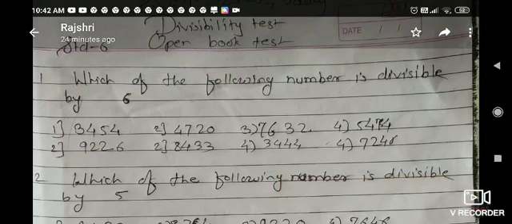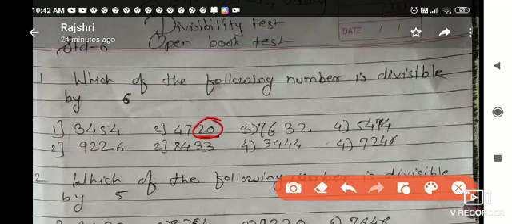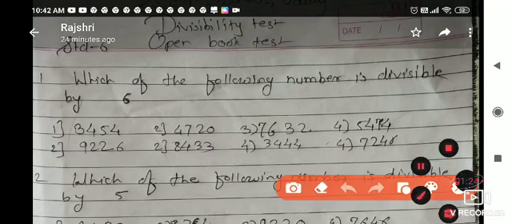What is the test of 4? If the last two digits of a number, here the last two digits are 20, are divisible by 4, then this number is divisible by 4. Okay. Next, the test of 5. When the unit place of a number contains 0 or 5, then the given number is divisible by 5. Next is the divisibility test of 9.